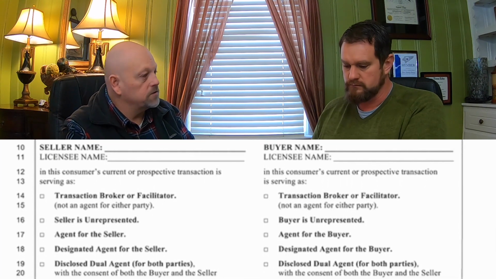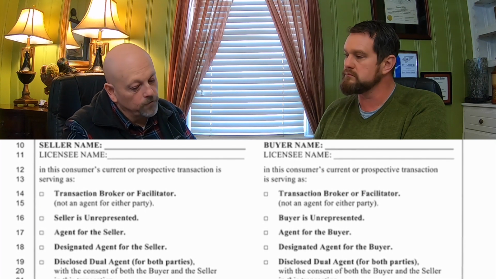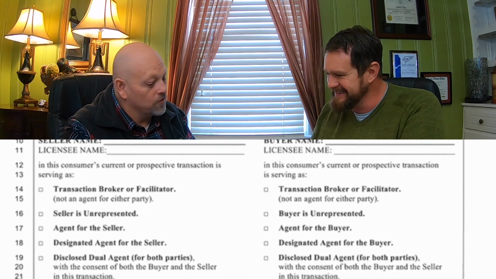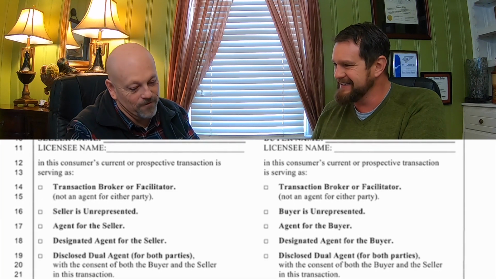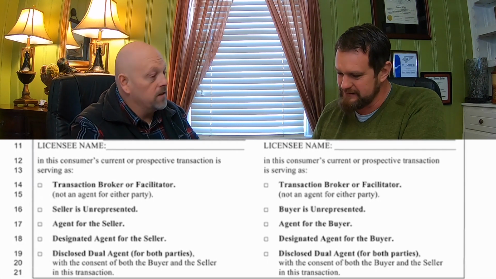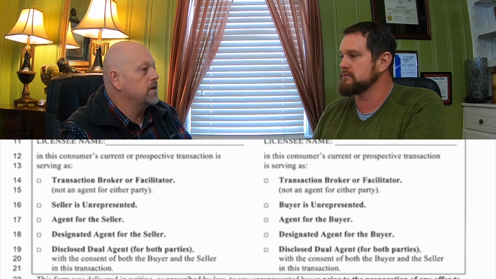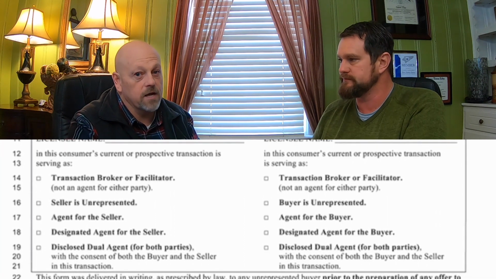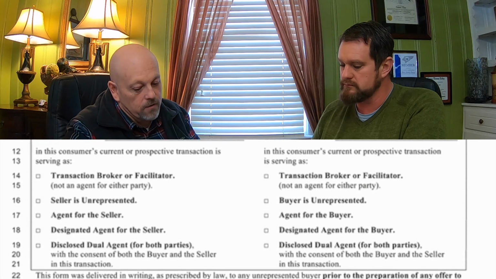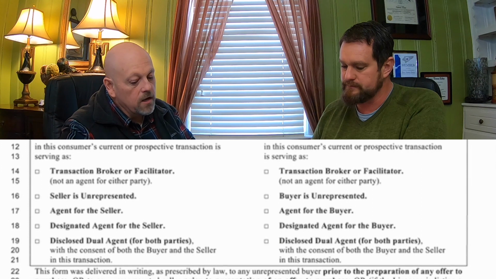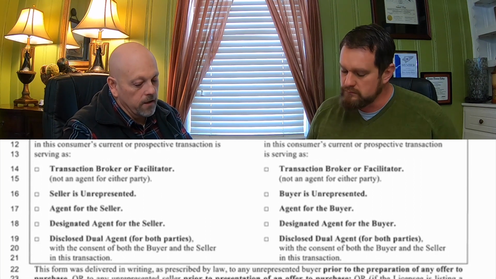The first box is transaction broker or facilitator, which says they're not an agent for either party. So I want to go back and go over that one. And then the second one would be that the buyer's unrepresented. So they're going to buy this house without an agent. Not the best idea. But that's another option that you can choose if you like. And then there's agent for the buyer, and we'll talk about that.